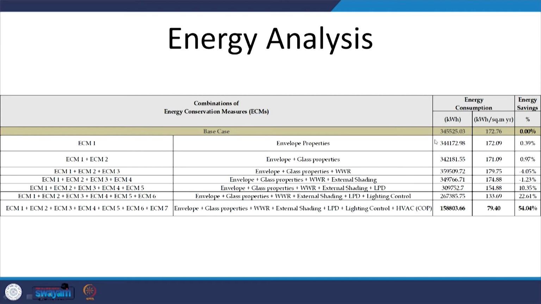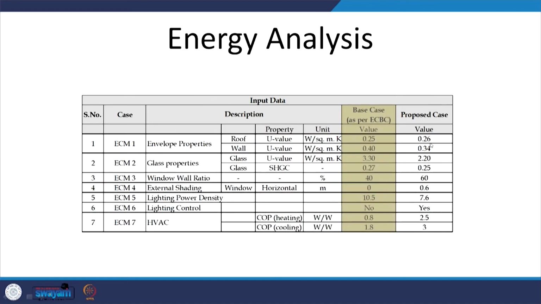Or the other scenario could have been where we change the envelope properties to make it lenient. So, instead of a proposed case of 0.26, we might have had a roof U value of say 1.3, which is absolutely not good if we look at the base case values, or the wall U value from 0.4 goes on to become 1.8, which is what typically we would get in a conventional building, and then we simulate.